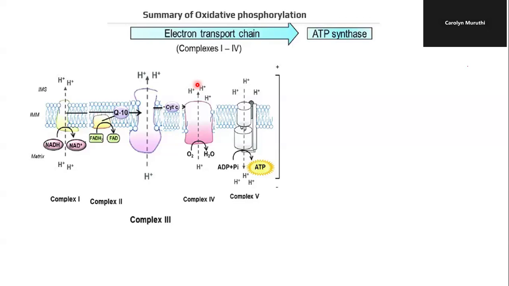Remember this, 1 ATP is synthesized when 4 protons are taken back from the intermembrane space into the matrix. What of 10 protons? How many ATPs will it generate? That is 2.5 ATPs. So that is why we say one NADH molecule will generate 2.5 ATPs, whereas one FADH₂ molecule will generate 1.5 ATPs.